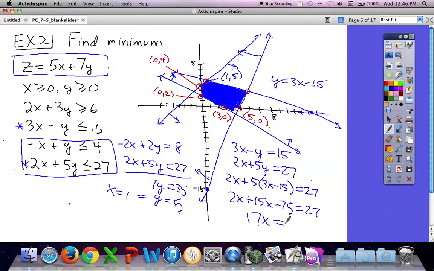And 27 plus 75, 102. So what does x equal? What's 102 divided by 17? 6. X equals 6. And then you can go back up here. If x equals 6, then 3 times 6 is 18. 18 minus 15 is 3. So this point is (6, 3), which looks pretty good, even though it's a hand-drawn graph.